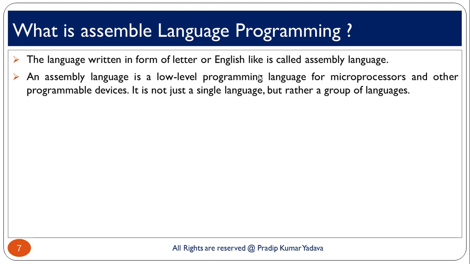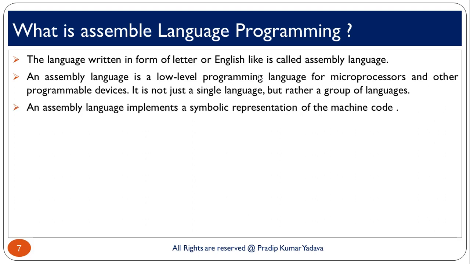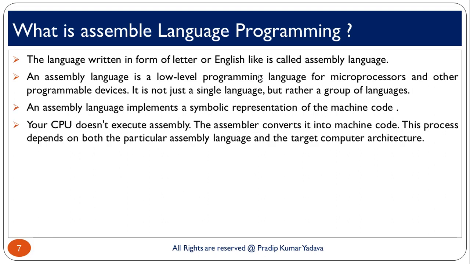INR A, ADD B, basically this is a part of assembly language, because that symbol or code is written in terms of letters or English-like language. Now, an assembly language implements a symbolic representation of machine code. Your CPU does not execute assembly; the assembler converts it into machine code, and this process depends upon both the particular assembly language and the target computer architecture.